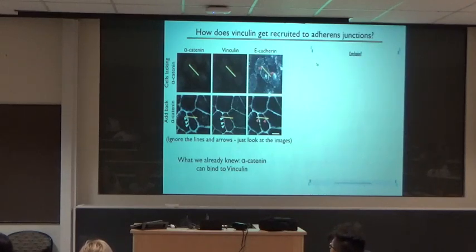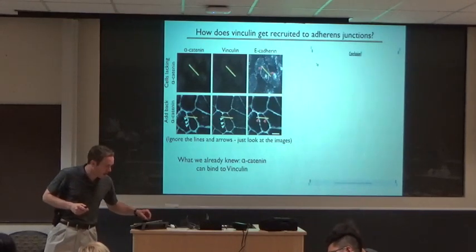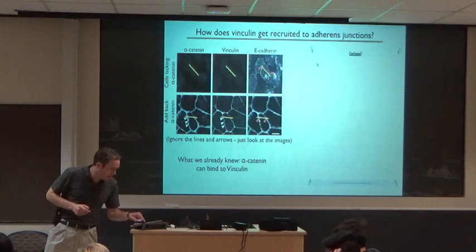So we knew already from biochemistry that alpha-catenin can bind to vinculin. So as an exercise, I'd like to ask, what can we conclude now from this experiment? Okay? And we're going to do this again with Poll Everywhere. Same story. Give me a 5 or 10 word answer and vote for your favorites.